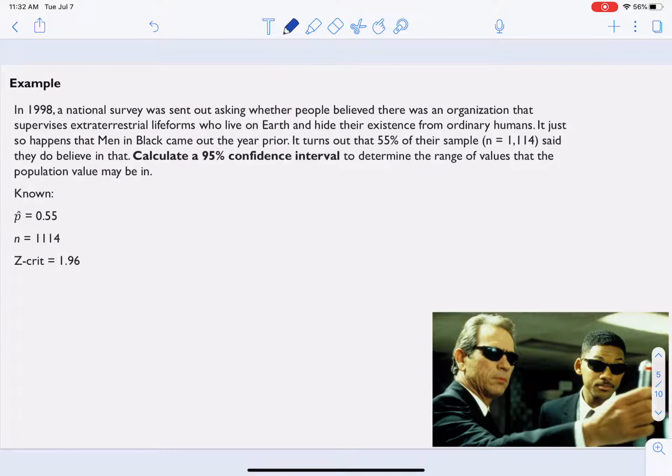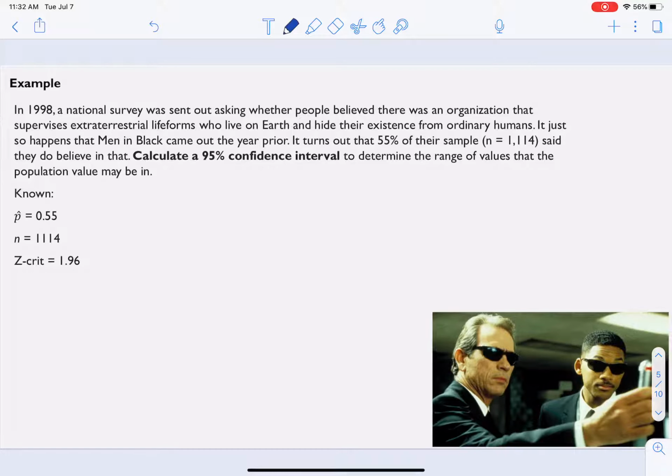Okay, here we are. Let's do it. Okay, so in 1998, a national survey was sent out asking whether people believed there was an organization that supervises extraterrestrial life forms who live on Earth and hide their existence from ordinary humans.